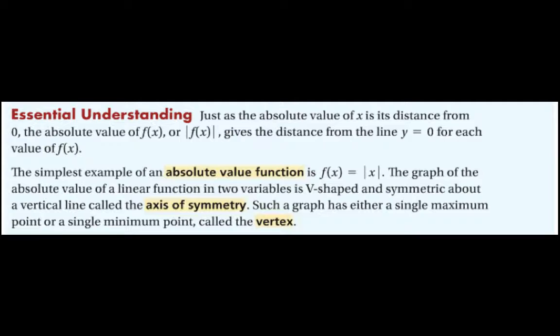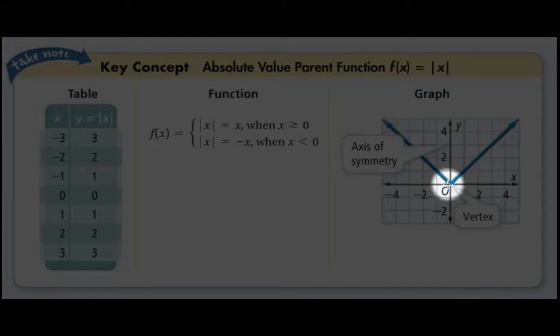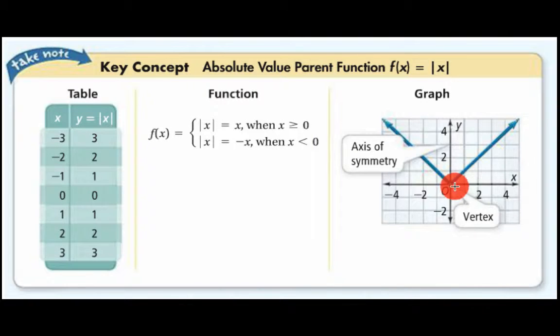Such a graph has either a single maximum point or a single minimum point called the vertex. So here we have our V-shaped graph. Here is its vertex. There is a vertical line running through the vertex that we call the axis of symmetry. What that means is if I were to take my paper and fold the right side over on top of the left side about this axis of symmetry, this part of the graph would lay right on top of this part of the graph. That's what it means for the graph to be symmetric about that line.